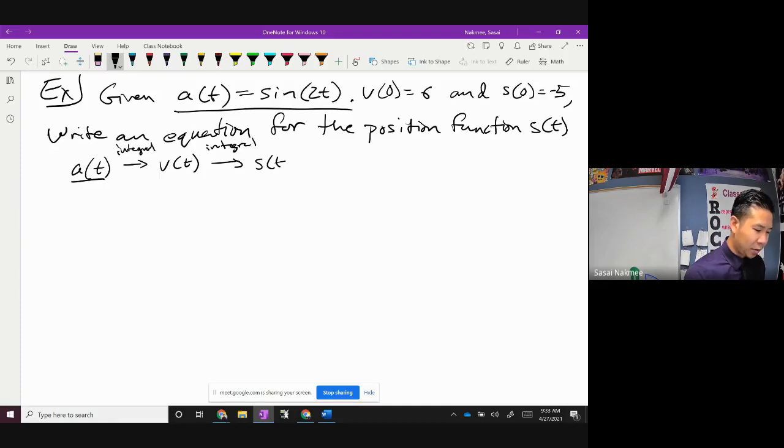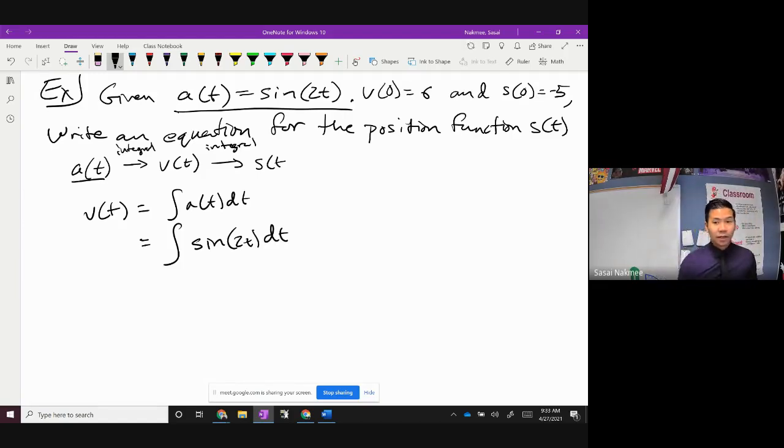The first one up, to go from acceleration to velocity, I know that velocity is going to equal the integral of the acceleration function dt, which means that's going to equal the integral of sine of 2t dt. The integral of sine is not cosine, that's the derivative of sine. The integral of sine is actually negative cosine. Did I do that correctly?